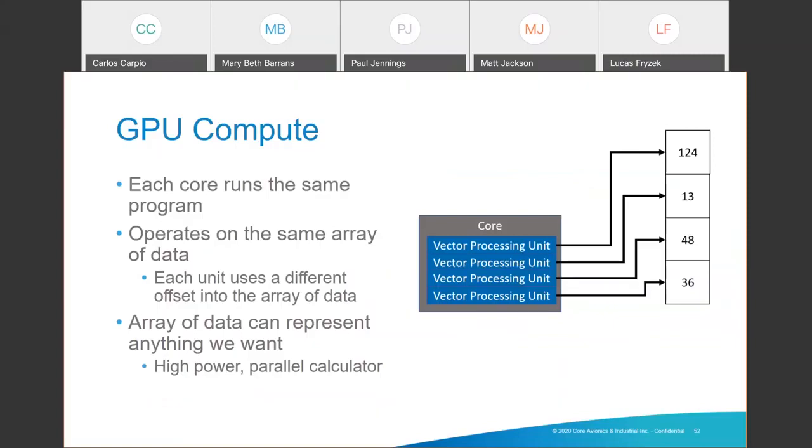And this array of data in a graphics context would be vertex or pixel data, but in a general purpose GPU compute application, it would be anything that we can represent as an array of data. So this could be a digital signal. It could also be image data that we want to process in a non-graphics way. But again, it can be anything. The GPU doesn't care what it's processing as long as it's represented in a way that's accessible to the GPU.